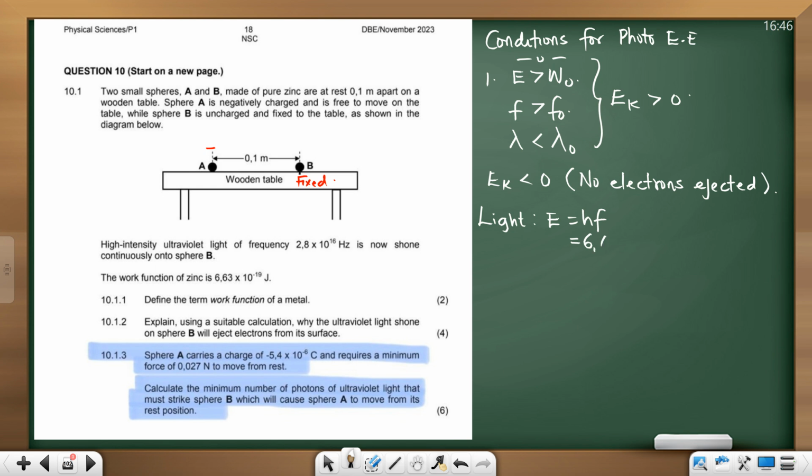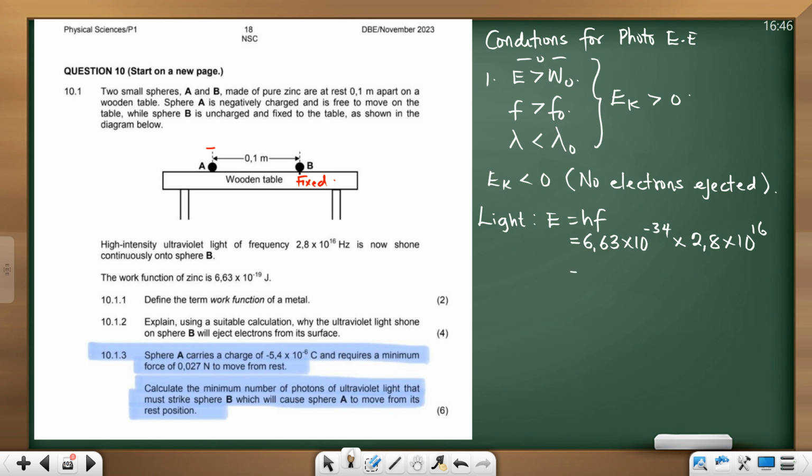6,63 times 10 to the power negative 34, right? What's our frequency? 2,8 times 10 to the power 16. You are using any of the conditions that I have written up there. If you are not sure, calculate kinetic energy. If it is negative, then there is no photoelectric effect.